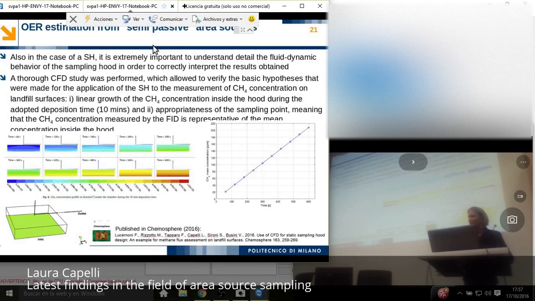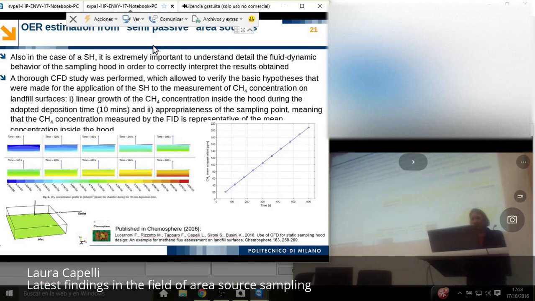which is quite complicated. So this was a choice that we considered forced, because we had to at least verify the two hypotheses that underlie the sampling system as we used it. First, that the growth of the methane concentration inside the hood is linear, at least for the deposition time we used, which we fixed at 10 minutes, which was reasonable enough to read something with the FID that we used as the measurement instrument, and that was not too long, again, for logistical reasons.